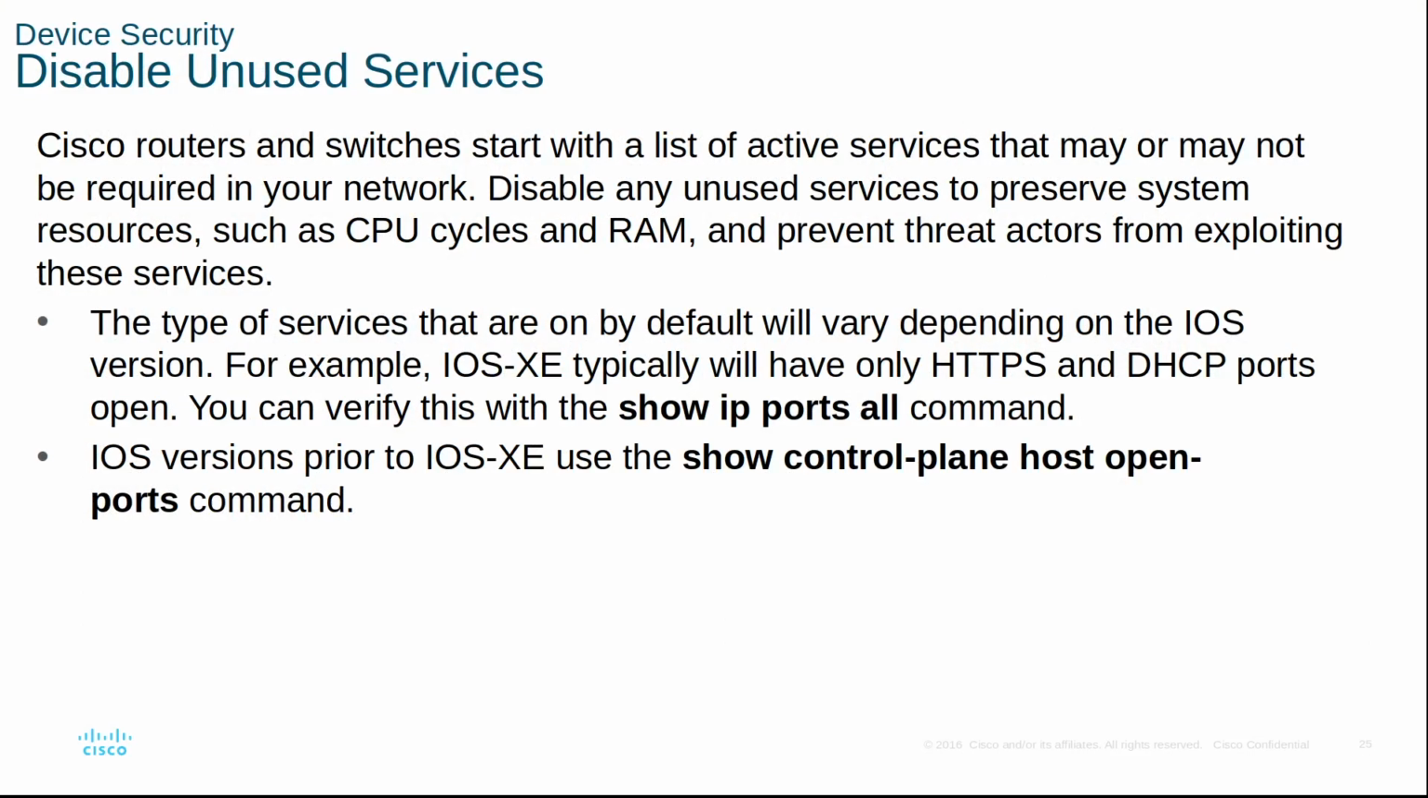And finally, disable unused services. I talked about that kind of on devices, but did you know routers have the capability of having a web server? You can run a web server on it. DHCP ports, right? Those are usually open. If you're not using DHCP, disable it, because these can be taken advantage of and exploited for all kinds of things. So you can look at your open ports with show ip ports all, and that'll help. Disabling unused services is a great way to secure your systems.